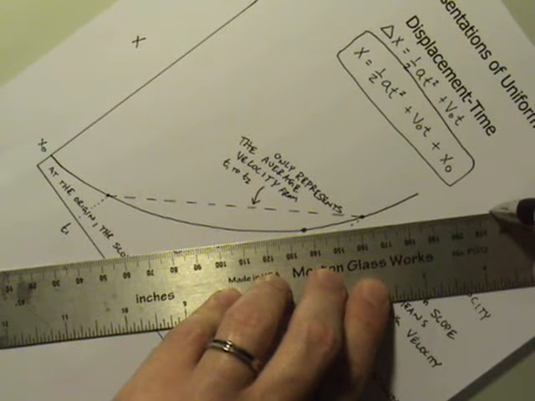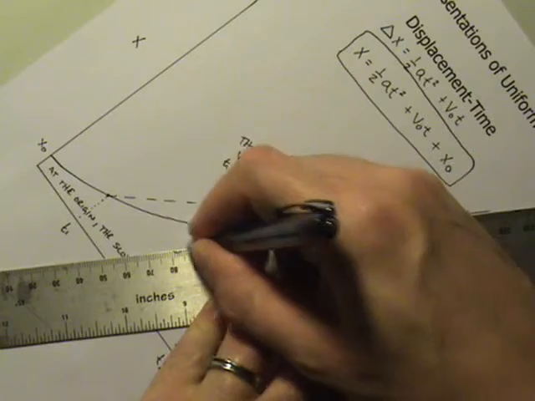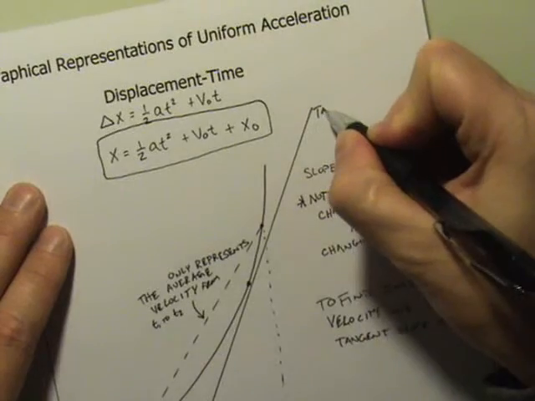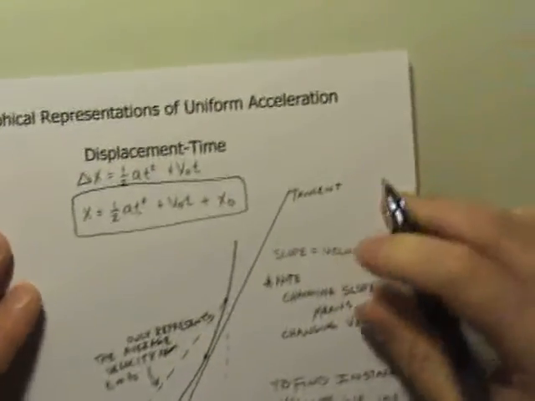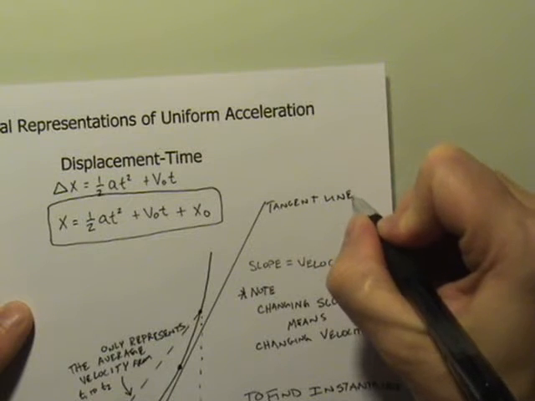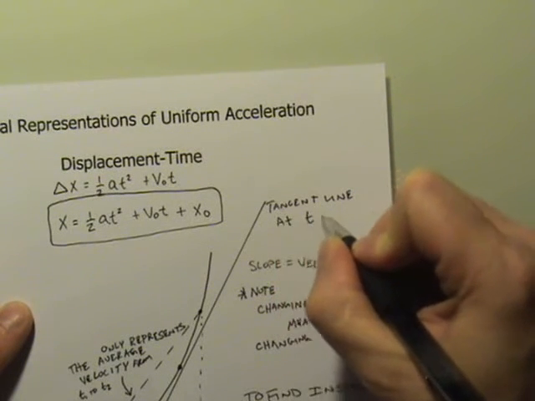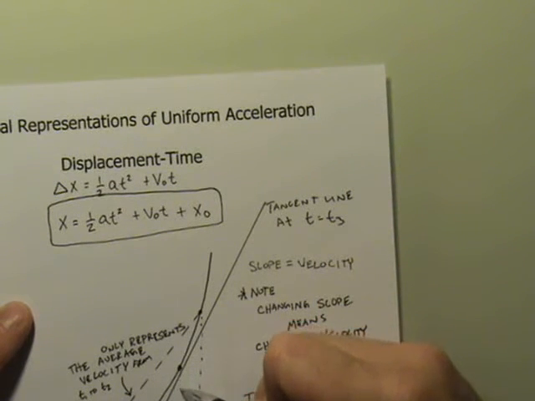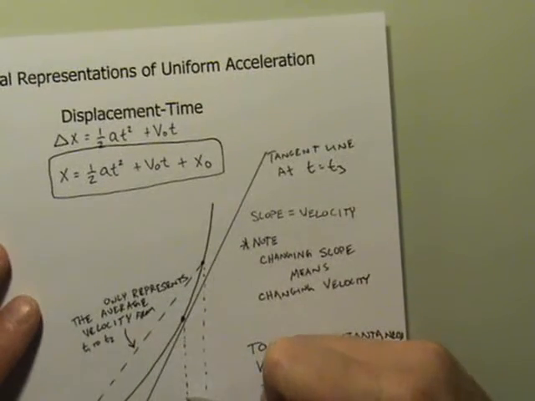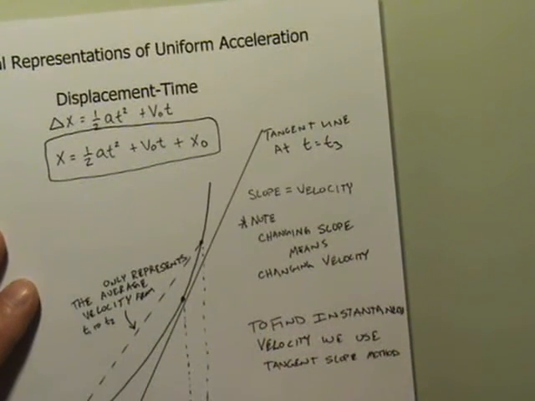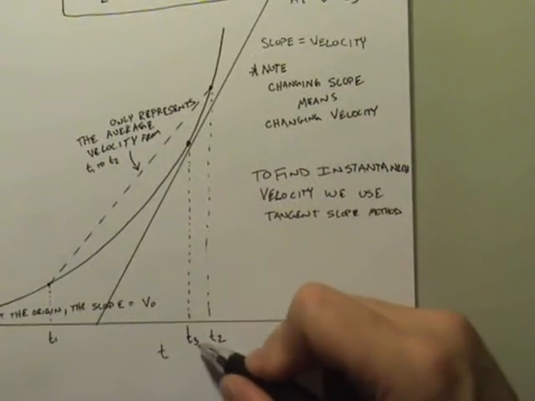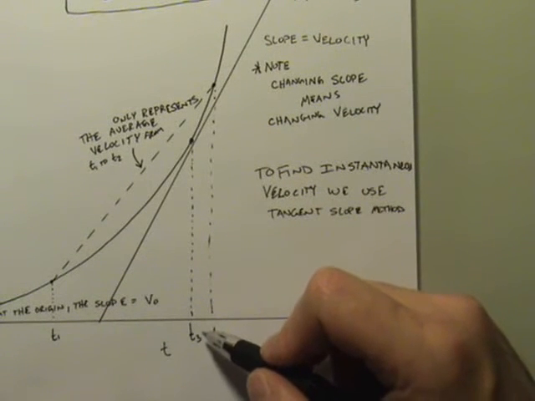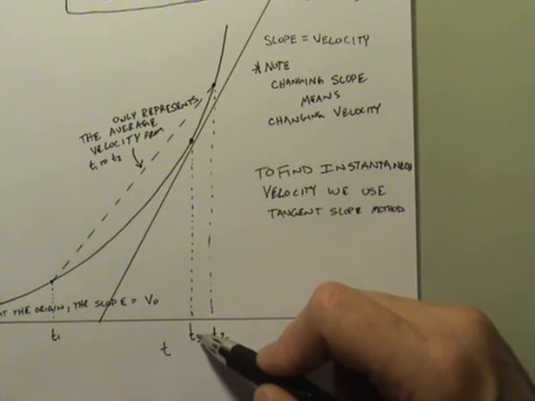And so now I would draw my tangent line. So this is my tangent line, tangent line at t equals t3. So we're going to have a third time here. And my goal here is to figure out what is the velocity of the curve at this point.